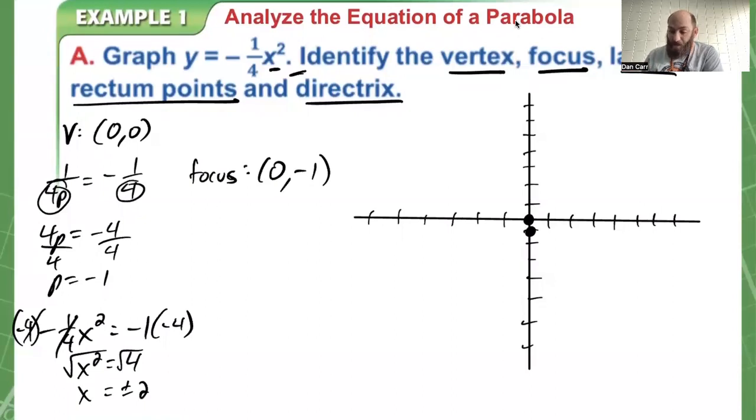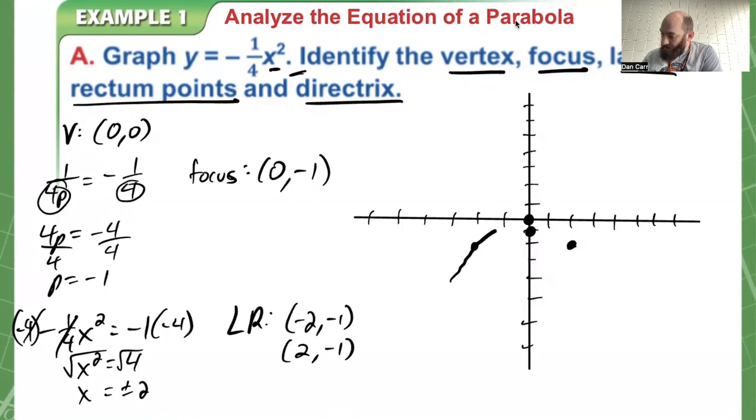Again, it's got to have the same y value. So for my latus rectum points, I got two of them: negative 2, comma negative 1, and positive 2, comma negative 1. So negative 2 right there, positive 2 there. I've got enough to graph it, so I'm going to go ahead and graph that parabola right there.